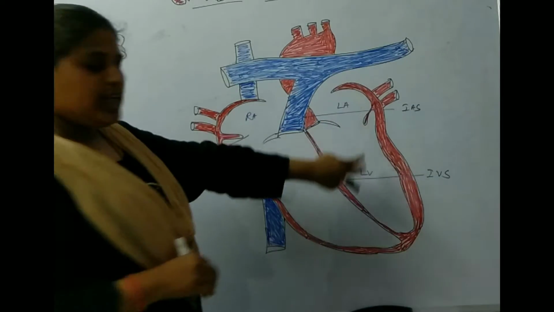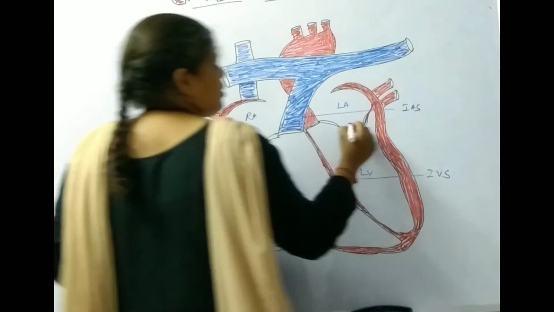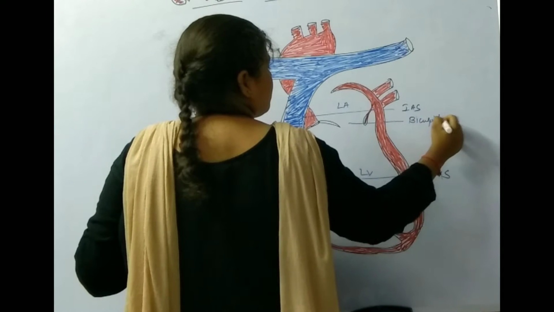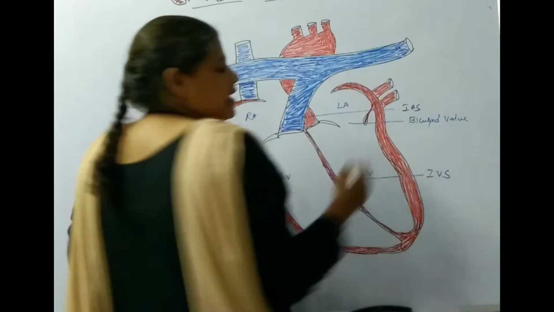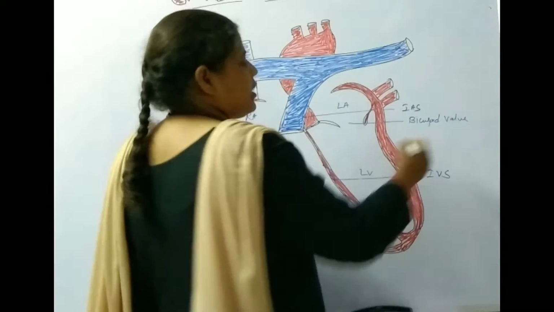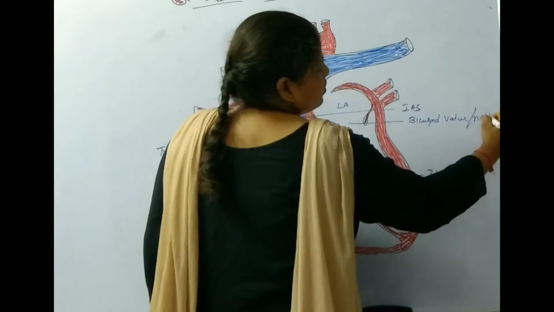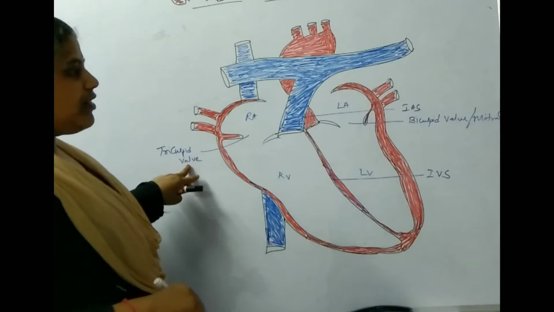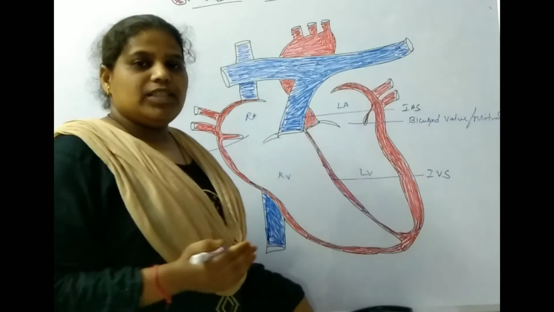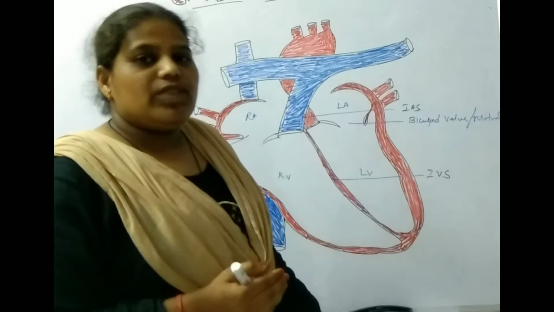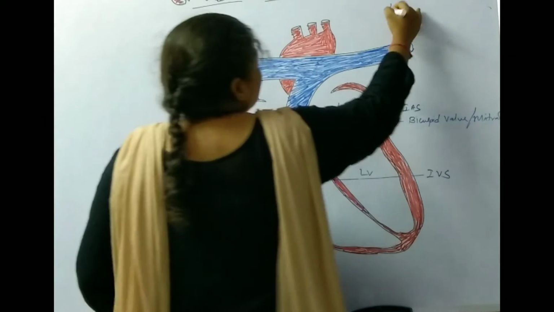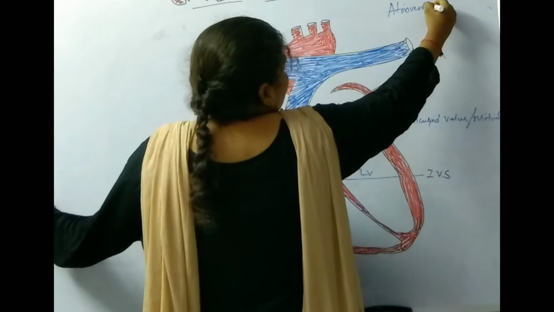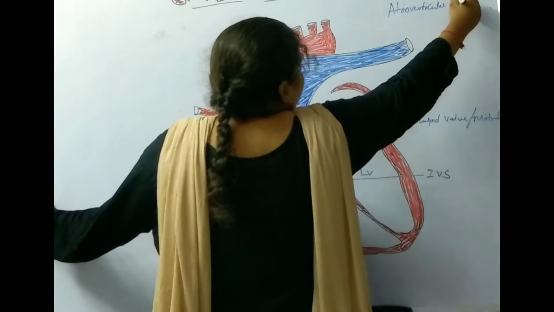Between the left atrium and the left ventricle we have a bicuspid valve. The bicuspid valve is also known as the mitral valve. The bicuspid and tricuspid valves have another name, the atrioventricular valves.